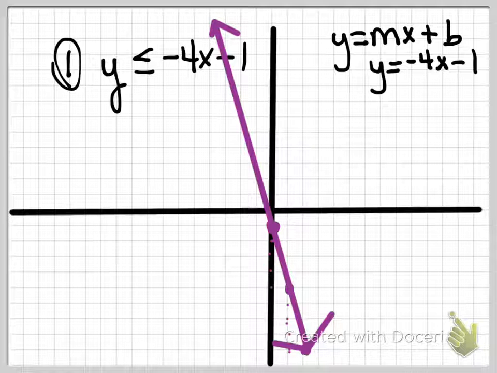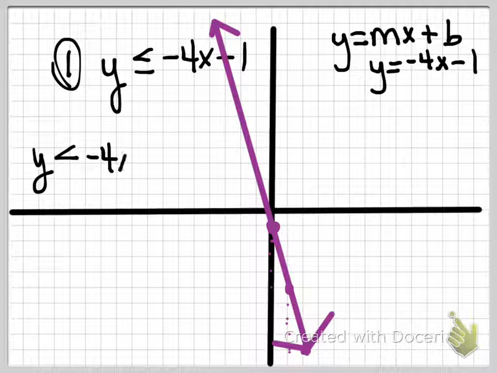Now, from that, I need to look over and see, can this be equal to? And since my inequality symbol has a less than or equal to, it's a solid line. Now, if my inequality did not have the line underneath, and let's say, for example, I was graphing y is less than negative 4x minus 1, what I would do is make a dotted line. A dotted line is an open circle. A solid line is a closed circle.